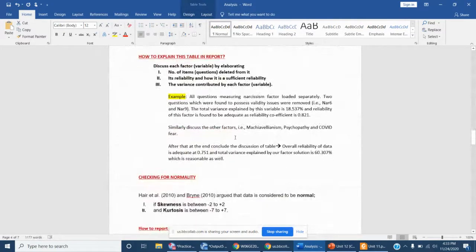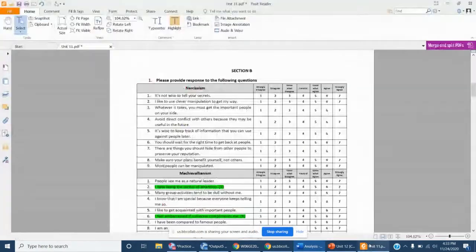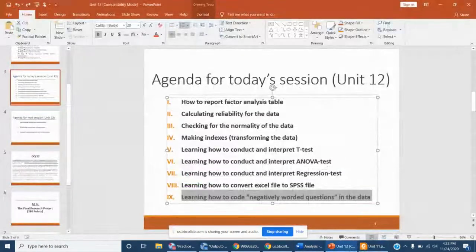So this is how you will interpret your factor analysis table. We are done with three important tasks. We are done with the reporting of the factor analysis table. We are done with calculating the reliability of our data. We have also learned how to code our negatively worded questions in the data.